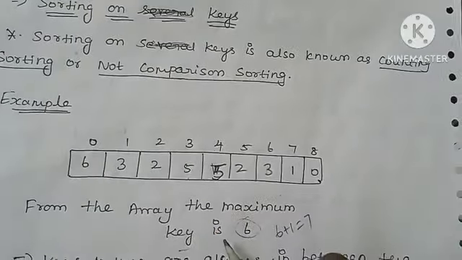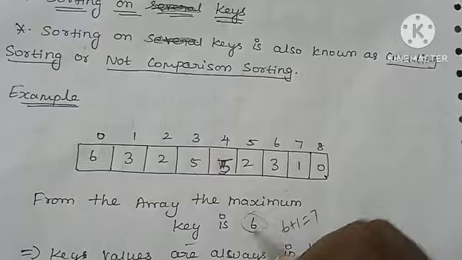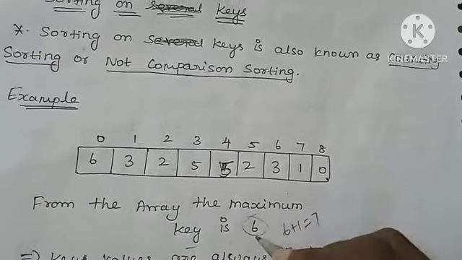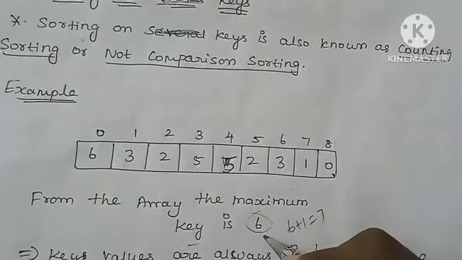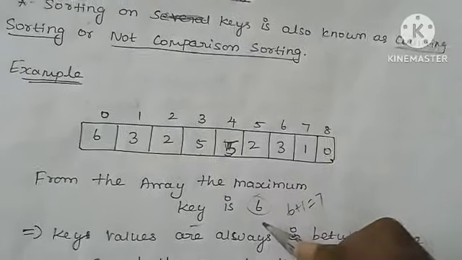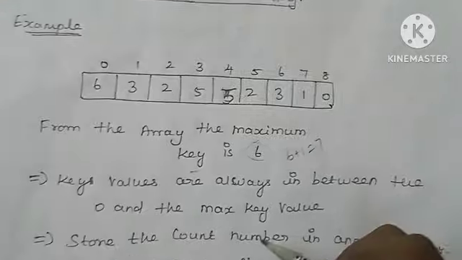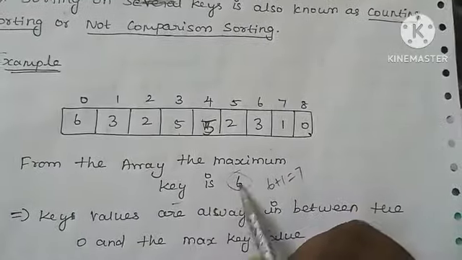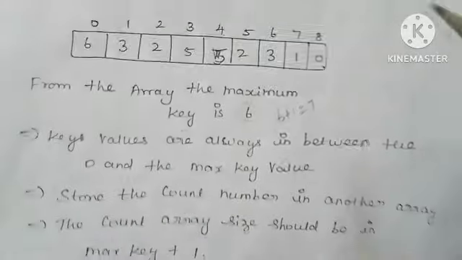We select the maximum key value from the array. From our example, 6 is the maximum key value, so I select this. The key values are between 0 and this maximum value.